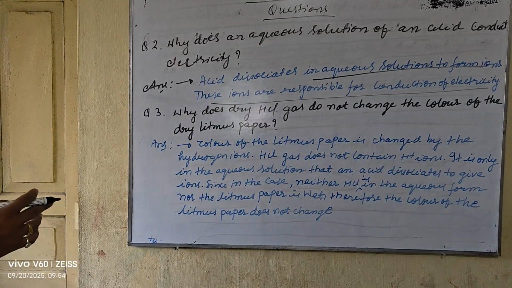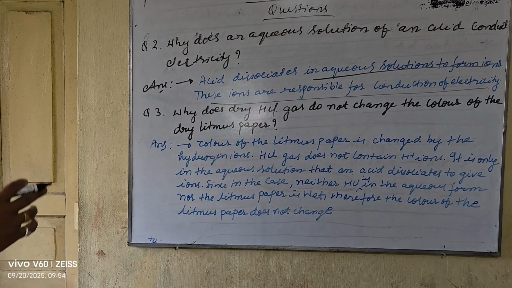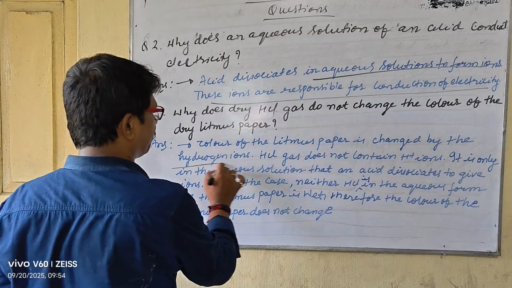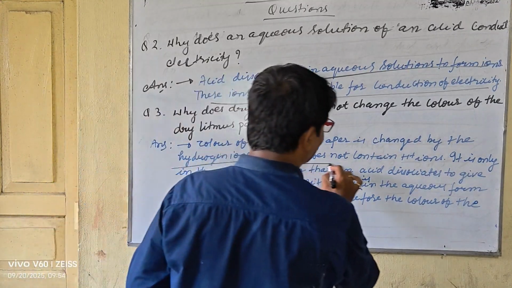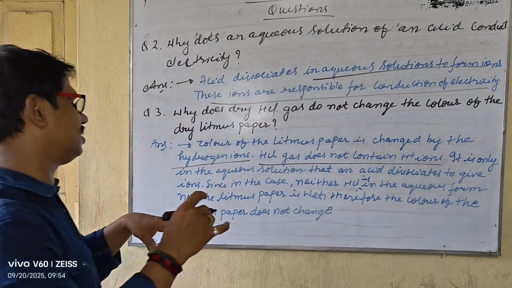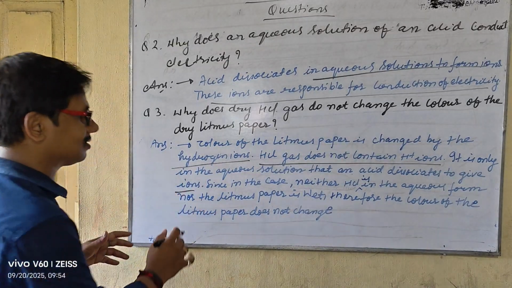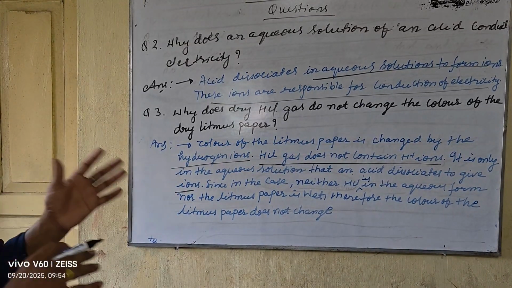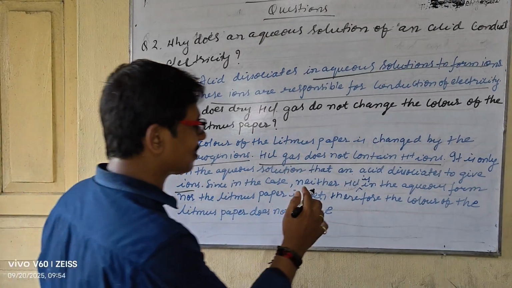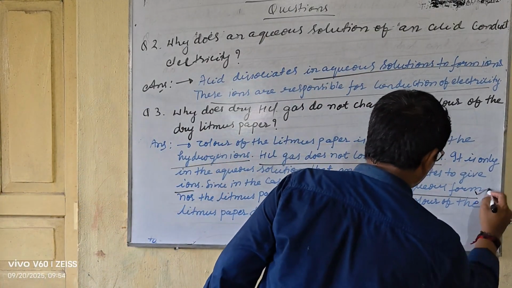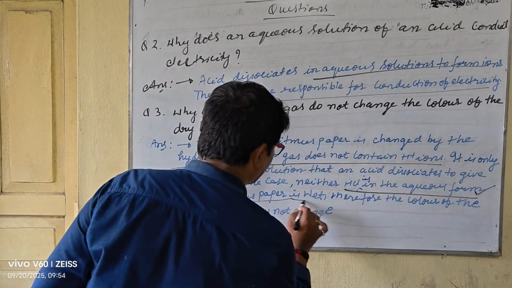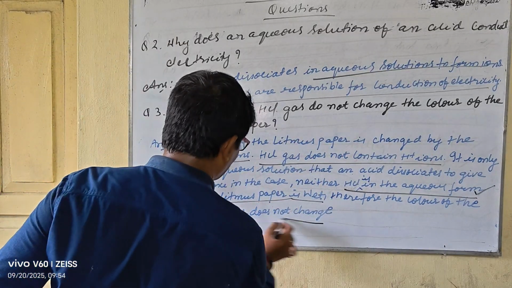And why does HCl gas not change the color of the litmus paper? The color of the litmus paper is changed by the hydrogen ion, and HCl gas does not contain any hydrogen ion. It is only in the aqueous solution that an acid dissociates to give ions. Here, neither is the HCl in aqueous form nor is the litmus paper wet. So, therefore, the color does not change.